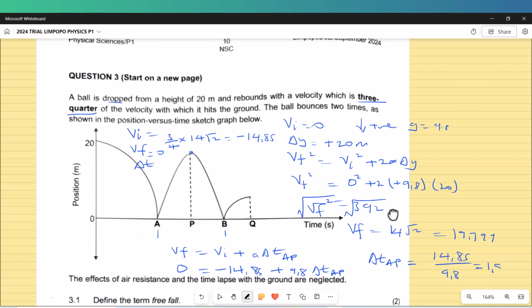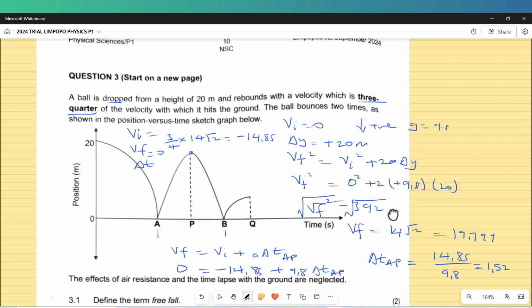Now this is the time from A to point P. Let's check the question about the time from A to B. Now point p is time 0, by symmetry, the time from A to the maximum height, which is A to P, is the same as from maximum height to B, which is from P to B. So the times here are equal.